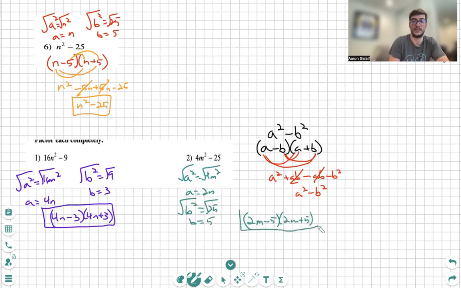That is it. So recognize that these are perfect squares because 4 is a perfect square, m squared is a perfect square, 25 is a perfect square, 16 is a perfect square, 9 is a perfect square. Recognize your perfect squares, and this becomes a fairly easy factoring situation.